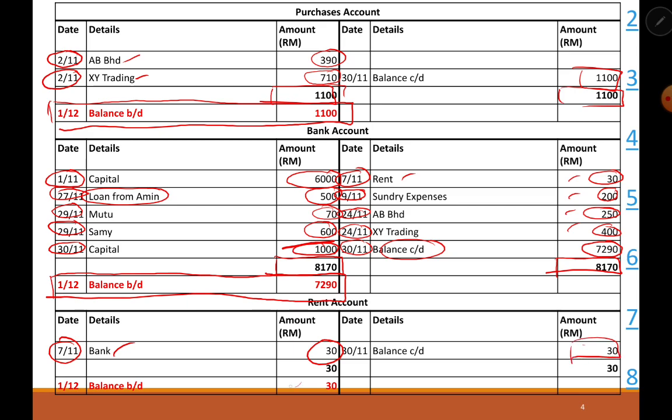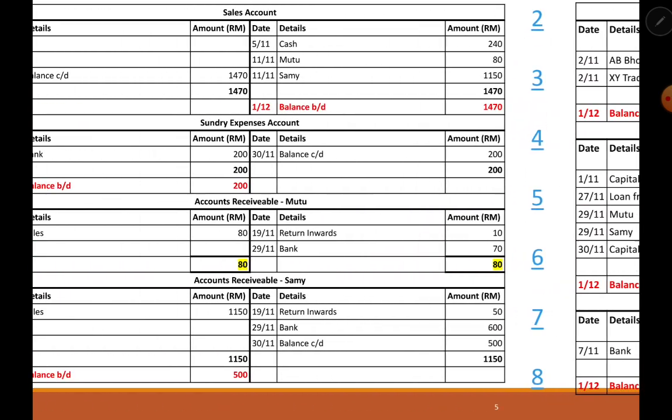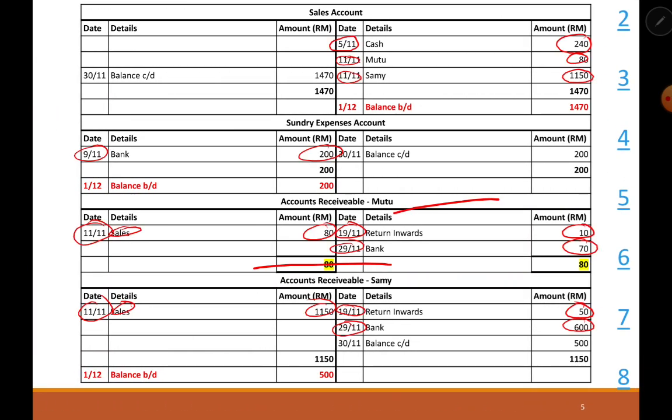Okay, I do the same for the rental. We get a debit balance of 30 ringgit. And for the sales account, I got 1470. Sundry expenses account, balance it off and find out the balance carried down and the balance brought down. We have a debit balance of 200 ringgit.